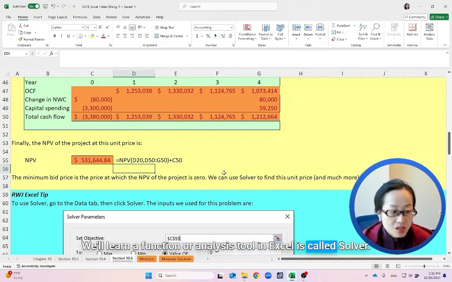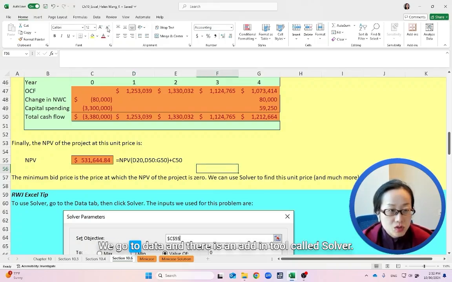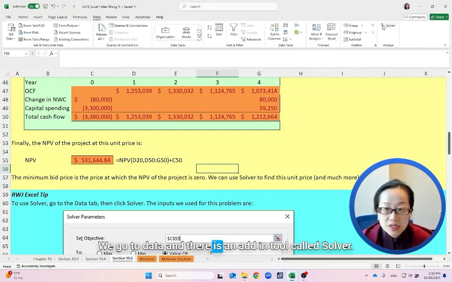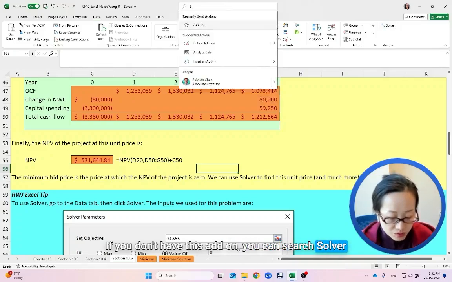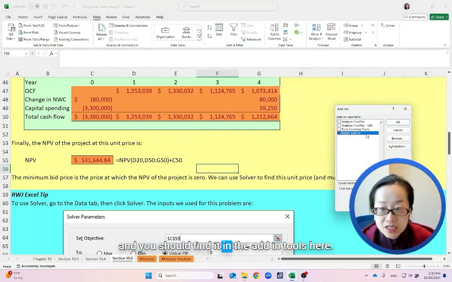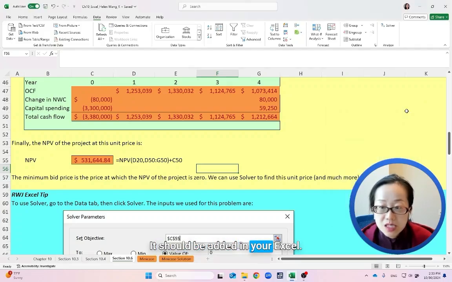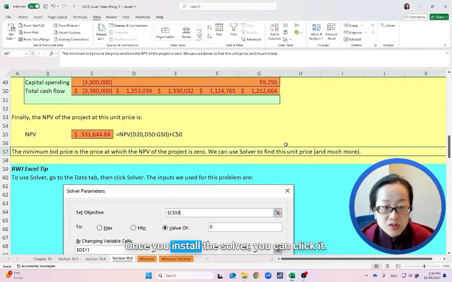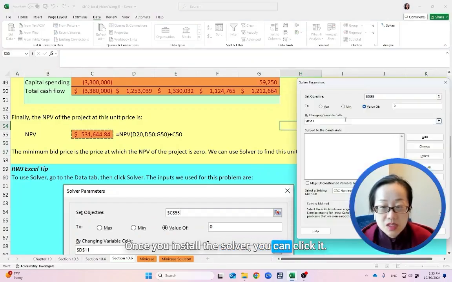It's called Solver. We go to Data and there is an add-in tool called Solver. If you don't have this add-in, you can search for Solver and you should find it in the add-in tools here. Select Solver add-in and click OK. It should be added to your Excel. Once you install Solver, you can click it.